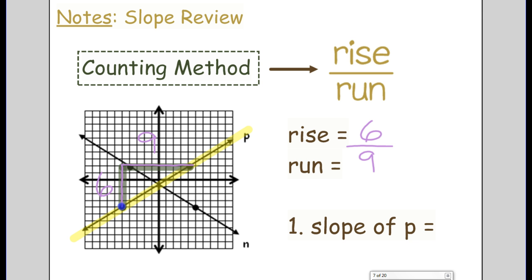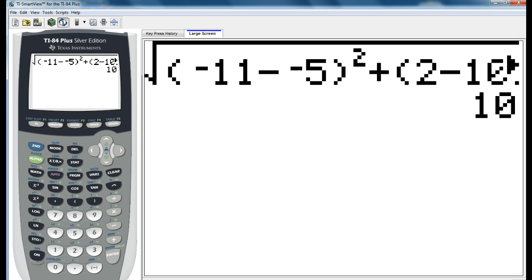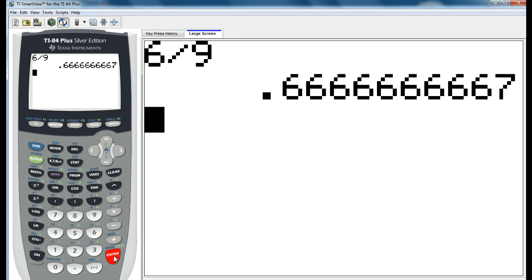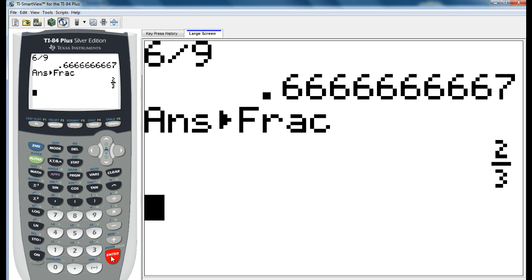So we would go to our calculator. Do this with me. I want to show you something in your calculator. I want you to do 6 divided by 9. And you get a decimal. You're not allowed to put that decimal as your answer. Do you know how to turn that thing into a fraction? Oh, good. Math, enter, enter. Yes. All the time, every time, math, enter.